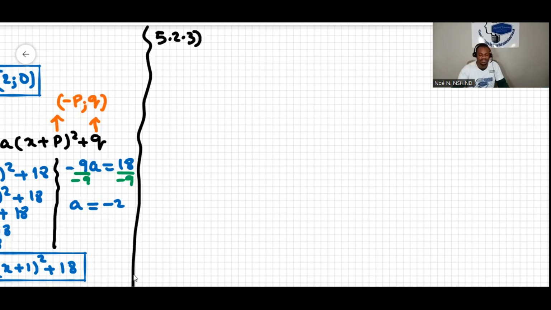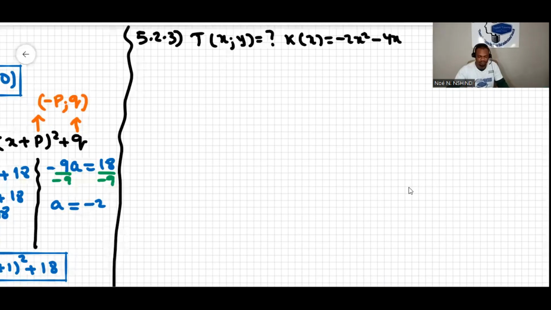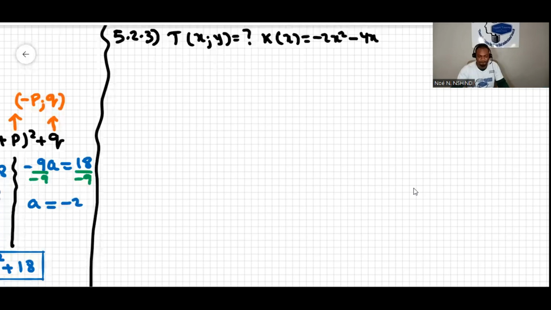5.2.3 says that if we're looking for the coordinate of t, if k of x, not h of x, but k of x, equals negative 2x squared minus 4x plus 10, so we're looking for the value of t.